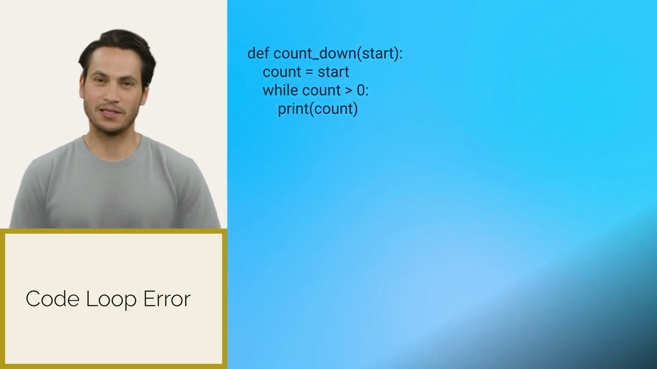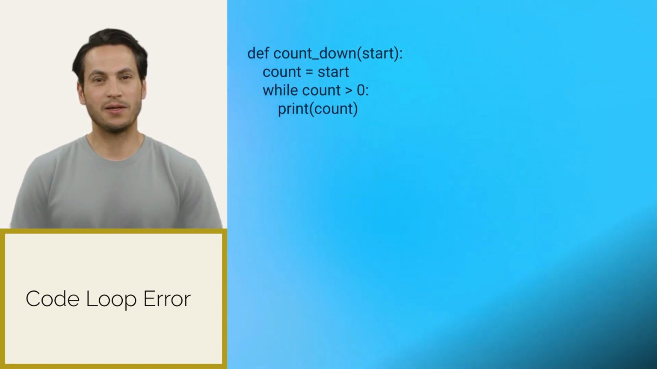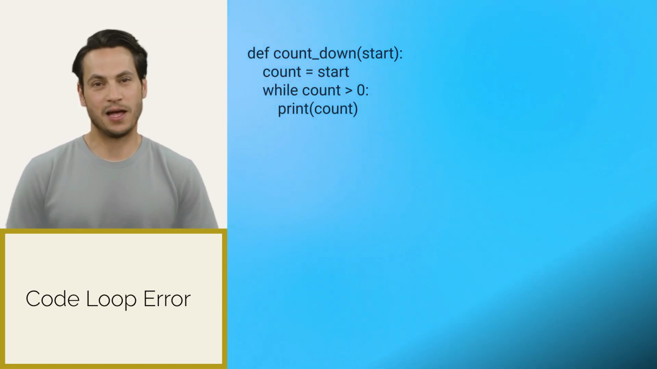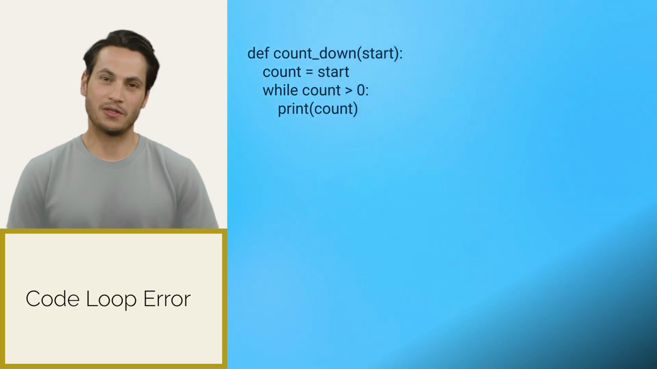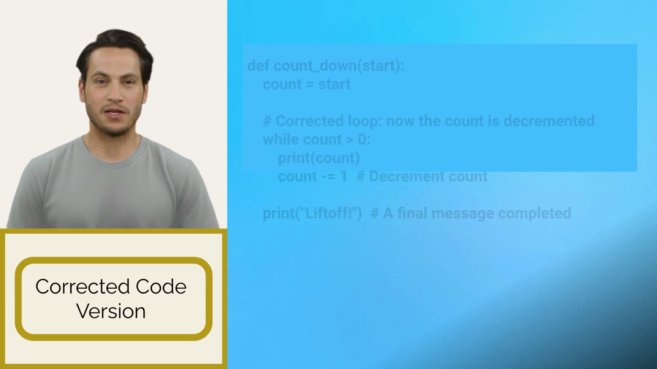There is no decrement statement inside the loop to reduce the value of the count, meaning the loop will never end once it starts. This causes an infinite loop, and at best it would be an embarrassment. At worst, the rocket launch is delayed. Here is the corrected version of the code.